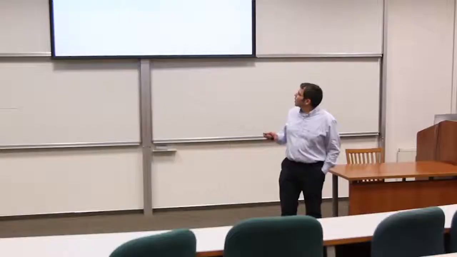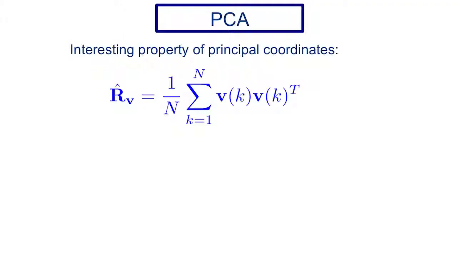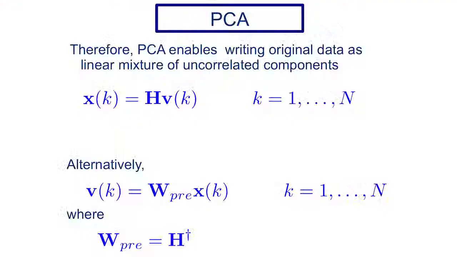One interesting property of these V vectors is that if we look at the sample covariance matrix for that, it's a diagonal matrix, so we obtain actually uncorrelated coordinates out of this transformation, which means we write our original data vector in terms of some uncorrelated components. So we write our original data vector as a linear combination of some uncorrelated signals. Or we can write those uncorrelated components as basically a linear transformation of our original vector by finding this W matrix, which is nothing but just the pseudo inverse of our H matrix.